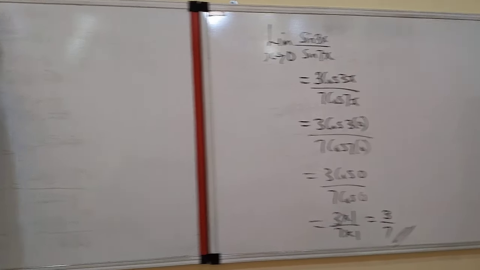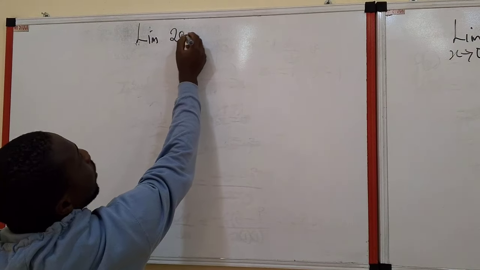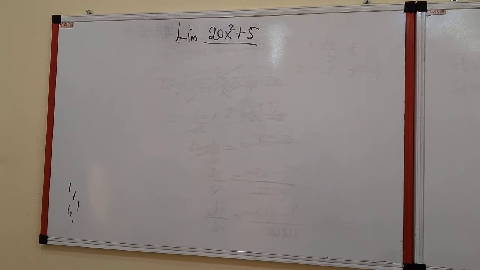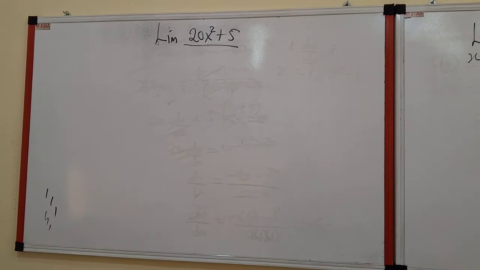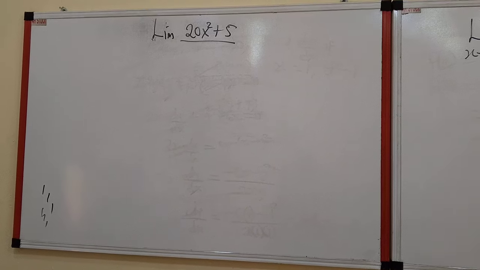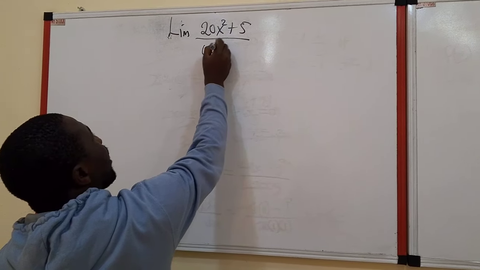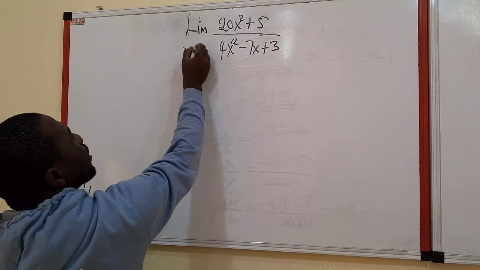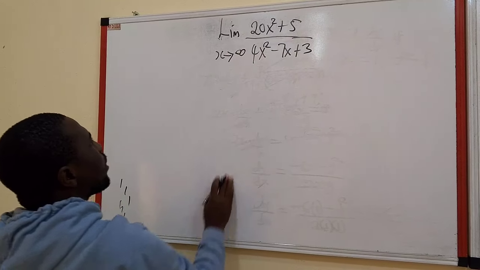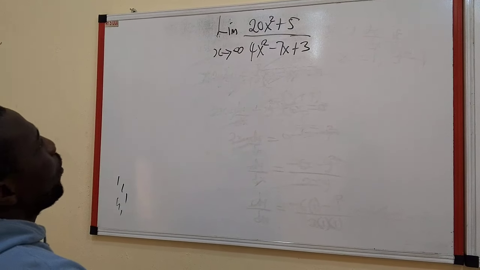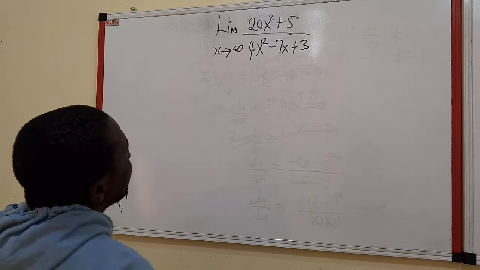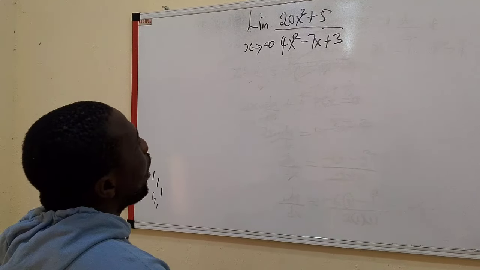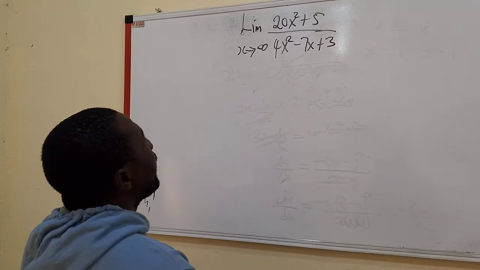Assuming you have this limit of 20x squared plus 5 over 4x squared minus 7x plus 3 as x tends to infinity. Okay? Now what do we do here? What we are going to do is this. Very simple. That's what we are going to do.